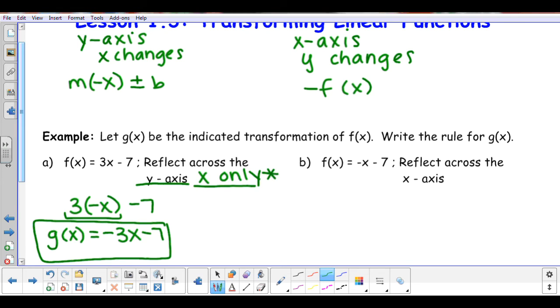So when you reflect over the y, you're only going to change the slope, and you're either going to make it positive or negative depending on the original sign.